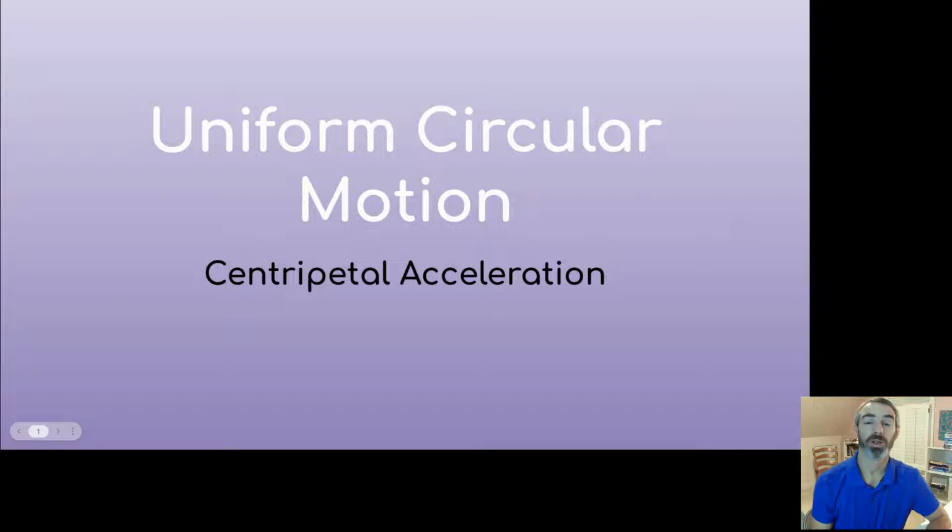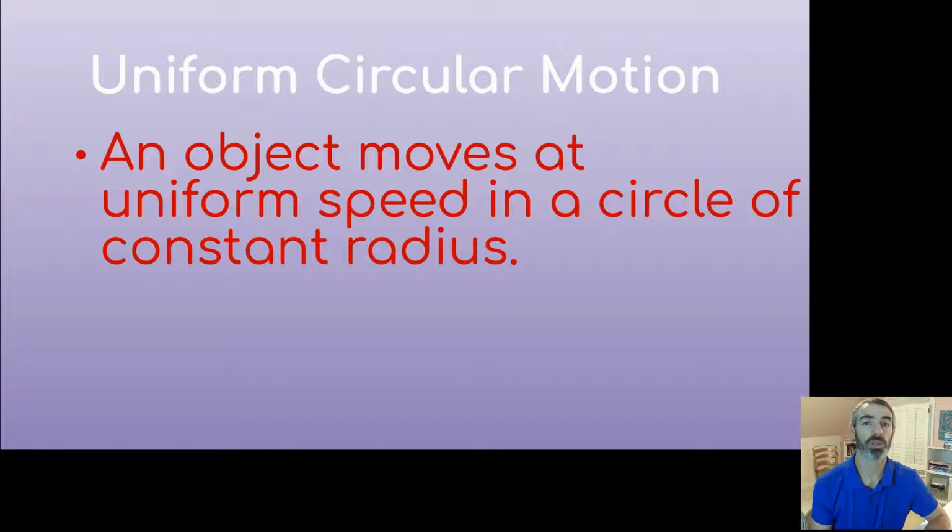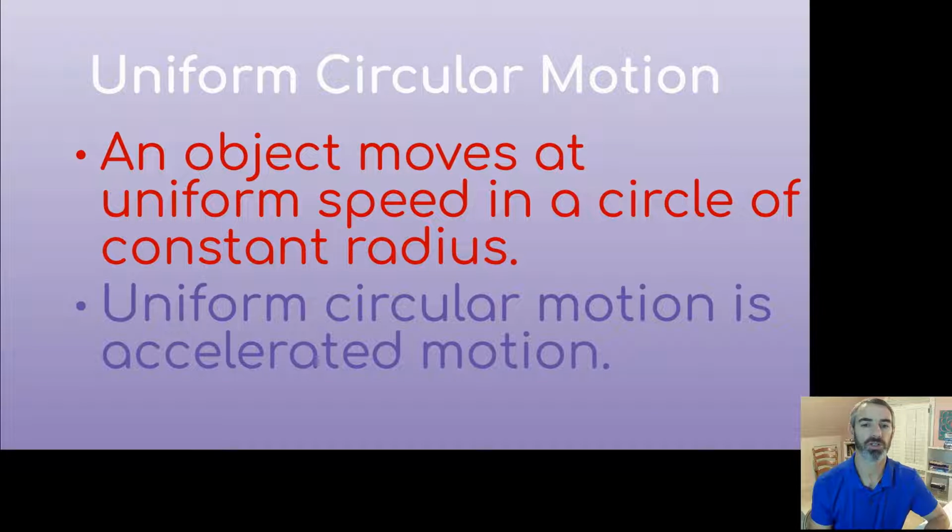In this series of videos, we're going to talk about uniform circular motion. In this video specifically, we're going to address centripetal acceleration and what that means, and what uniform circular motion means. An object that has uniform circular motion is moving at a uniform, or constant, speed, and the radius doesn't change either. So it's moving in a perfect circle and the speed doesn't change.